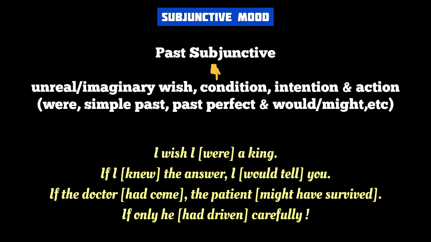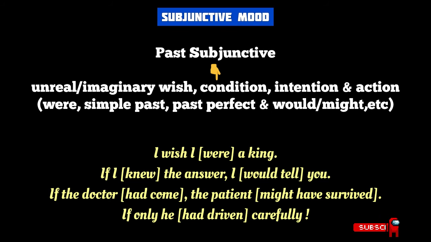For all other verbs in the past subjunctive, the simple past and the past perfect tense are used. The modal verbs would and might are also used in the past subjunctive mood. Now here are some examples of past subjunctive verbs on your screen. I wish I were a king. This sentence expresses an unreal or imaginary wish of the speaker. Hence the verb were is in the past subjunctive mood. But the verb wish in the principal clause is in the indicative mood.